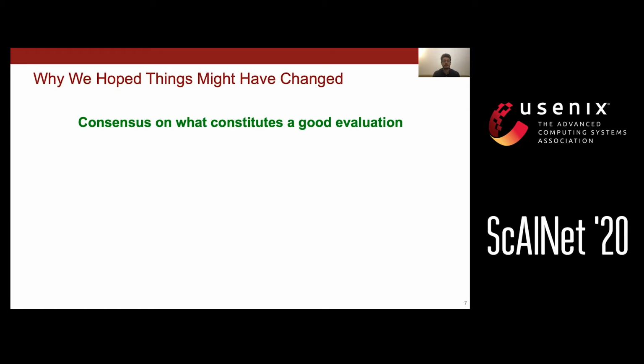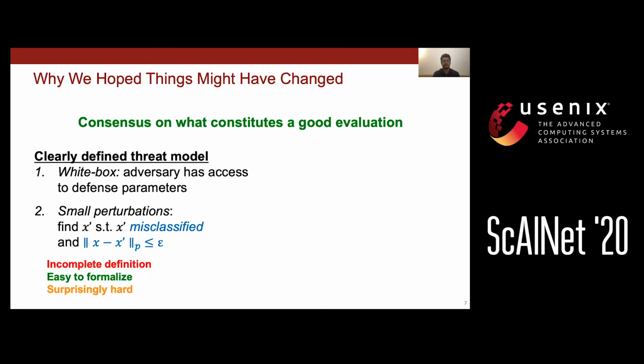And the reason we were optimistic about this was that the field has slowly come to a consensus on what constitutes a good evaluation. So first, we've mostly converged on some simple and clearly defined threat models where the adversary gets full access to the defense parameters. We call this a white box attack. And the adversary is just constrained to producing perturbations that are small under some fixed norm. Now, of course, a lot has been said about this type of threat model and how this norm constraint is somewhat arbitrary and unrealistic, but at least this gives us a surprisingly hard but well-defined problem to study.